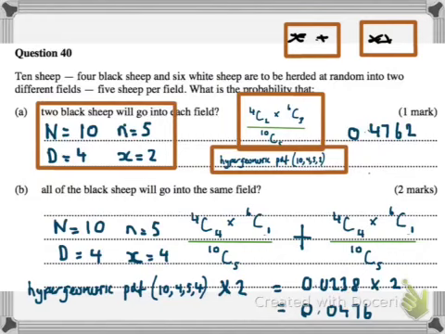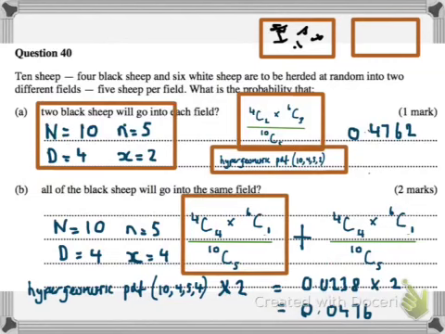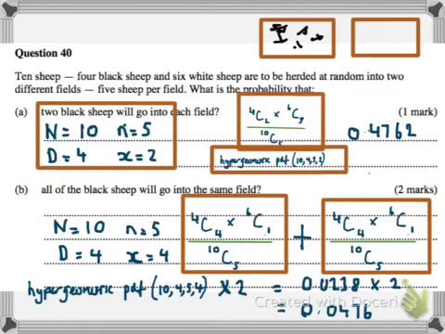Next one, all the black sheep will go into the same field. This one we've got to consider 2 different possibilities. That is, the black sheep could go into this field, or that they could go in the other field. So notice here I've got 2 different results. I've got the probability that there'll be all the black sheep in the first field, and then the probability that there'll be all the black sheep in the other field. Okay, so I've got 2 different situations here.